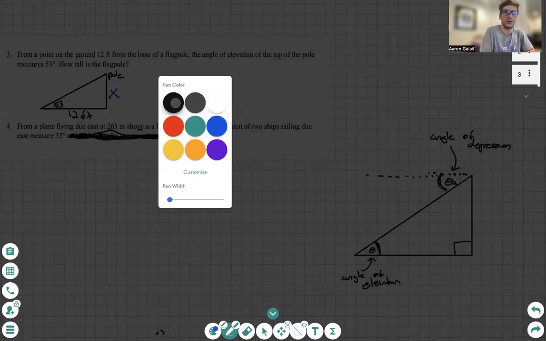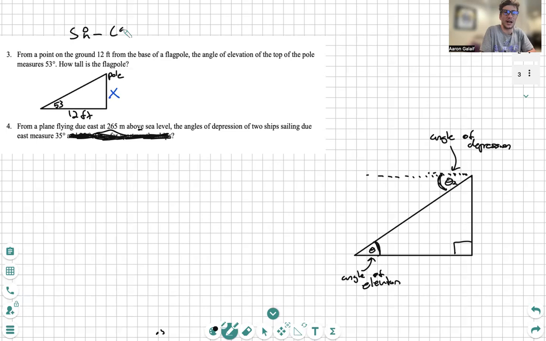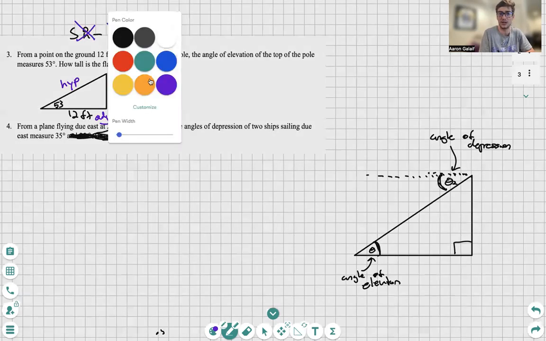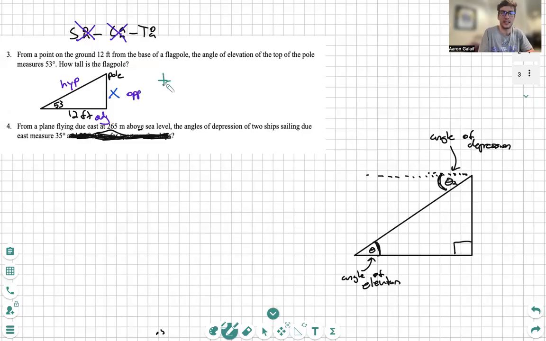Now, all we need to do is set up SOH CAH TOA and solve the triangle accordingly. We label everything: hypotenuse, and we see 53 is touching the 12, so that's adjacent, and opposite is the x. We see that we have no hypotenuse necessary, so we are using TOA, or tangent. Then we set it up accordingly. Tangent of the angle, 53, is equal to opposite over adjacent.